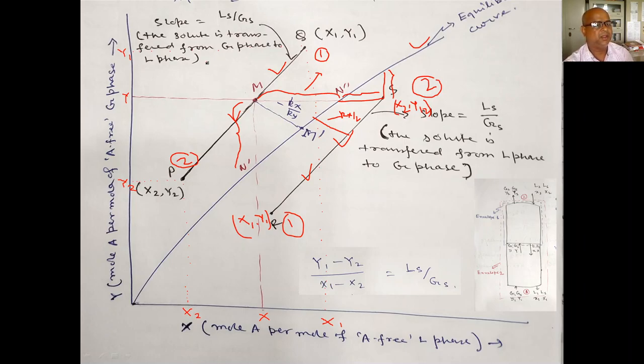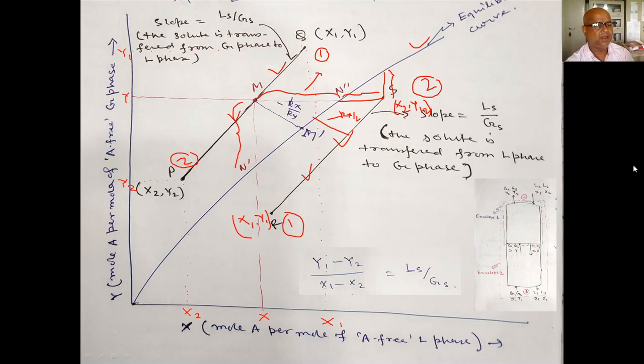So here two things are possible. Either mass transfer occurs from G phase to L phase, let's take absorption, or from L phase to G phase, the stripping. Principles are the same, the material balance, everything will be the same, but there will be one change: the operating line will be above the equilibrium line when mass transfer happens from G phase to L phase, and below the equilibrium line when mass transfer happens from L phase to G phase.